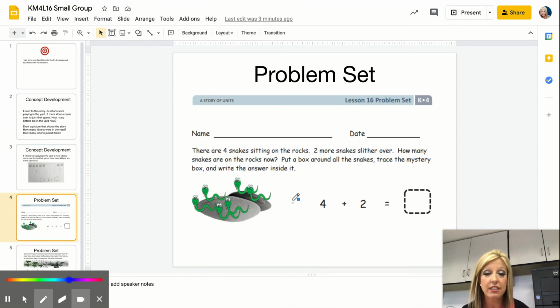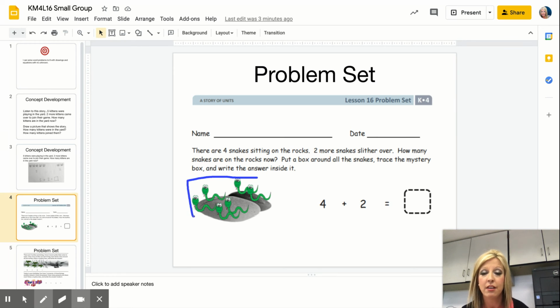So the first thing it asks us to do is put a box around all the snakes. I'm going to do my very best up here to draw a box around my snakes. And if you're at home and have this sheet, go ahead and draw a box around your snakes. Then it asks us to trace the mystery box. So let's go ahead and trace that mystery box.